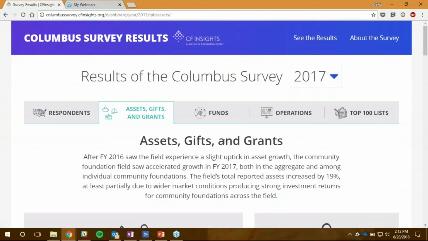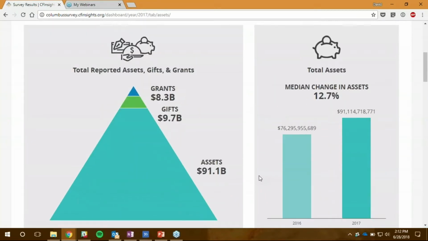So moving on a little bit to some of the data that these folks submitted to the survey. What you're looking at here on the left-hand side, the pyramid, is the total reported assets held, gifts received, and grants made by our community foundation respondents. So $8.3 billion in grants made, $9.7 billion in gifts received, and $91.1 billion in assets held. If you go to the right here, you will see that $91.1 billion in assets is far greater than last year when we had $76.3 billion reported.